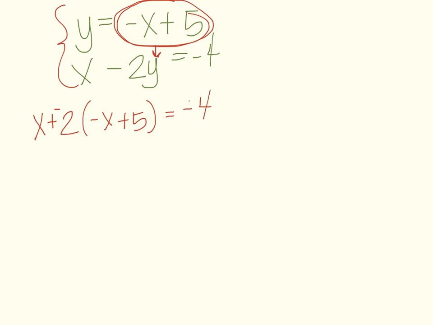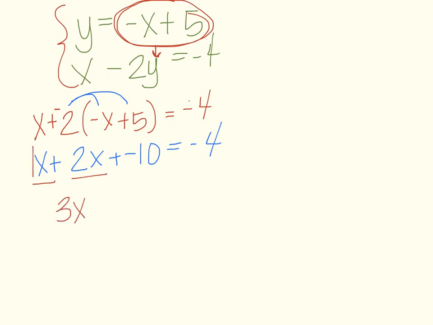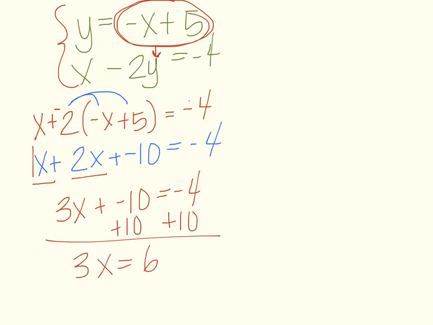Now just to solve, we're going to have to use distribution here. So I'm going to get x plus 2x plus negative 10 equals negative 4. I have like terms, so I'm going to add those together. 3x plus negative 10 equals negative 4. Now I just have to solve it, so I'm going to add 10 to both sides. And I get 3x equals 6. Divide by 3. So x equals 2.